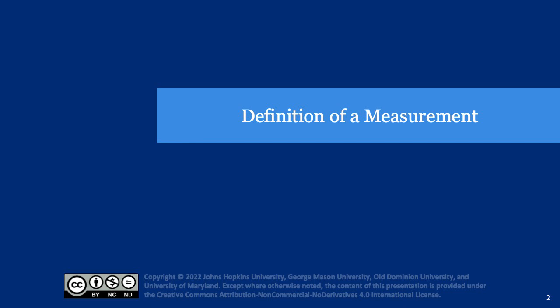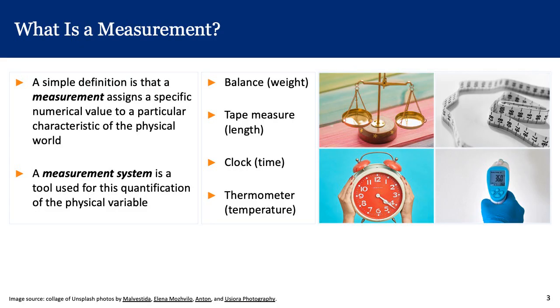And this first module deals with uncertainties in physical measurements. We will start in this section with the definition of a measurement. What is a measurement? On the right-hand side of the screen, you see a variety of pictures of different types of measurements we can do.